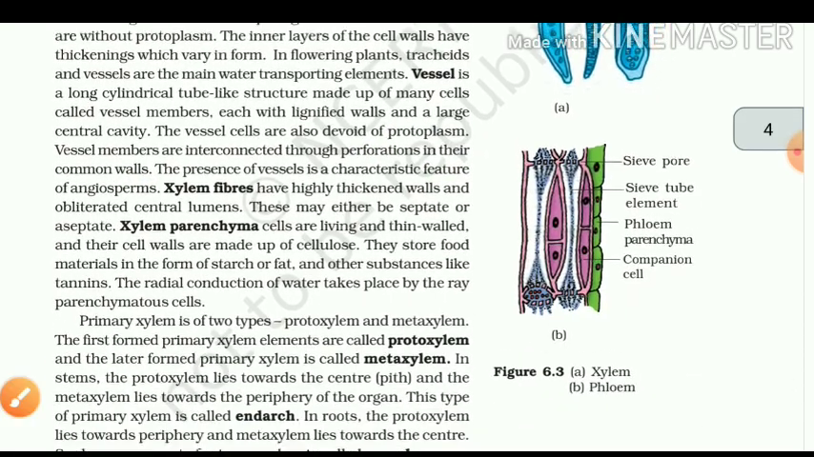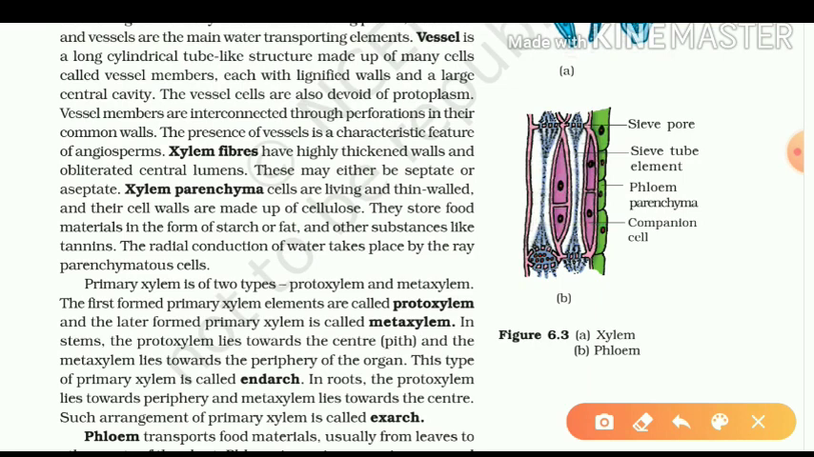So let us discuss the xylem fibers guys. Xylem fibers have thickened walls and an obliterated central lumen, which is a large cavity. They may be septate or aseptate. Septate means a branched condition, aseptate means unbranched. So guys, what is xylem parenchyma? What is meant by xylem parenchyma? Xylem parenchyma cells are living and thin walled. Their cell walls are made up of cellulose.